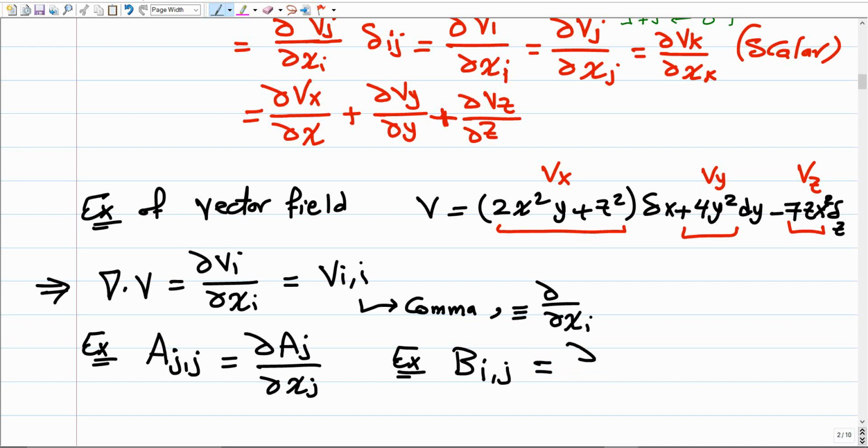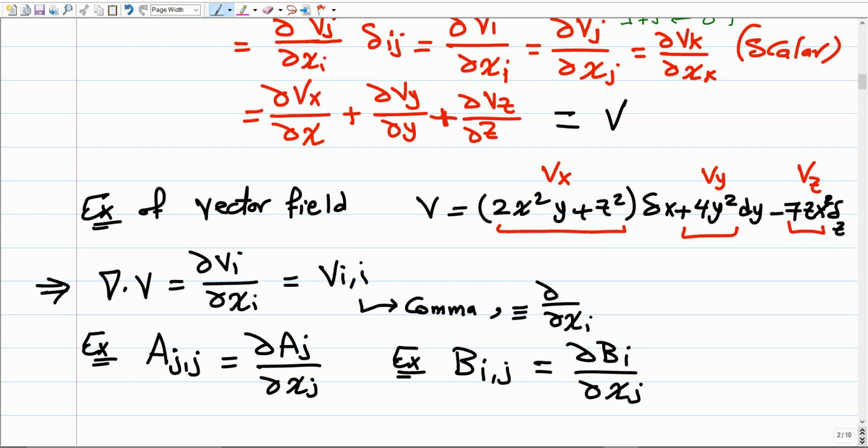It means that this is equivalent to saying I'm going to take the partial derivative of bi with respect to xj. So the comma here, instead of typing partial derivative with respect to xi or xj or whatever, you can just directly say comma j. It means you are going to differentiate this field with respect to xj. If you say comma i, you are going to differentiate this field with respect to xi, and so on. So this is another way of representing partial by partial xi or xj. Make sense?